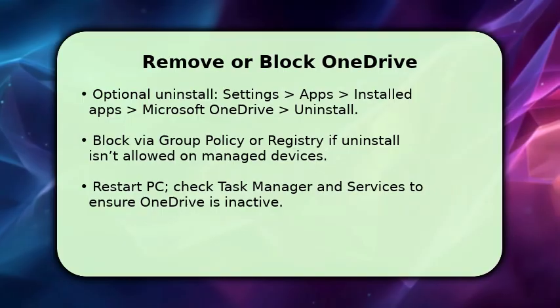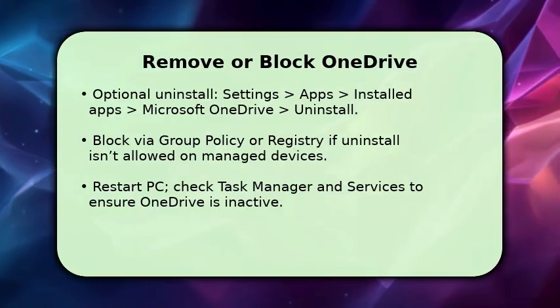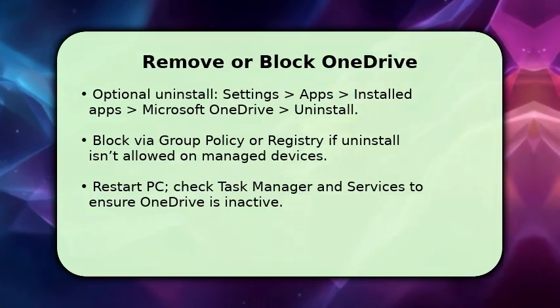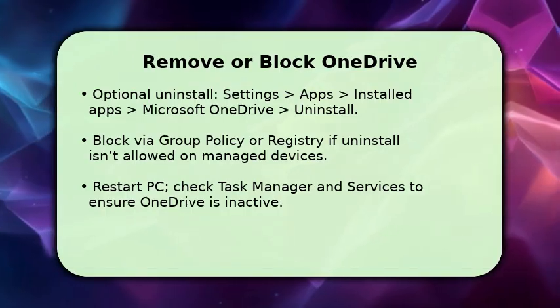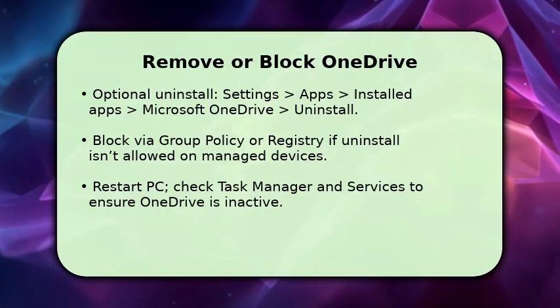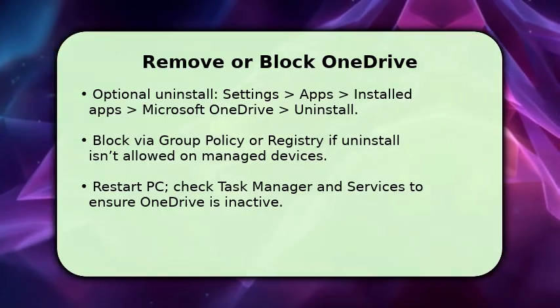For a straightforward remove, go to Settings, Apps, Installed Apps, find Microsoft OneDrive and choose Uninstall. This removes the client. If uninstall is blocked on managed devices, use Group Policy or the registry to disable OneDrive integration. Apply policy, then restart.